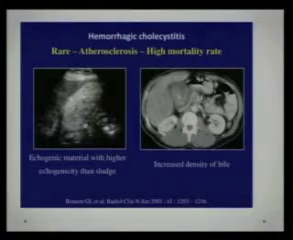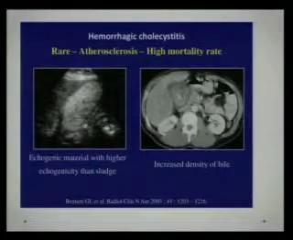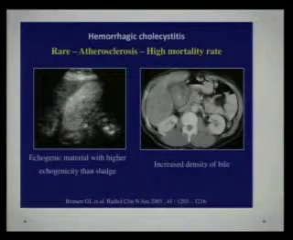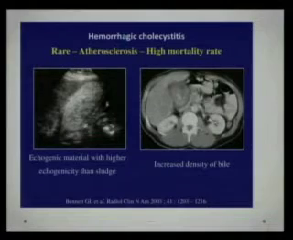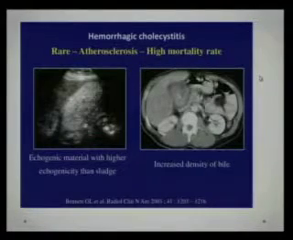Coming to hemorrhagic cholecystitis, like I said, very rare, happens in patients who have atherosclerosis for some reason and has a very high mortality rate. Echogenic material with higher echogenicity than sludge. But what is higher echogenicity? What is lower echogenicity? You can tell if it's this high in echogenicity. However, if it's mildly higher than bile or than sludge, you really can't tell because it's very subjective.